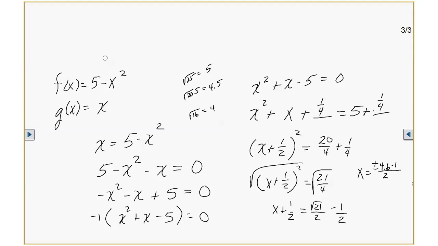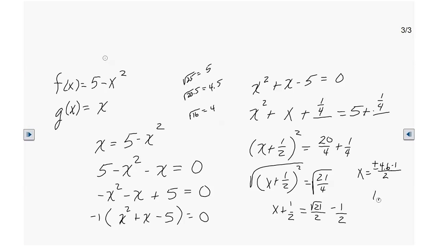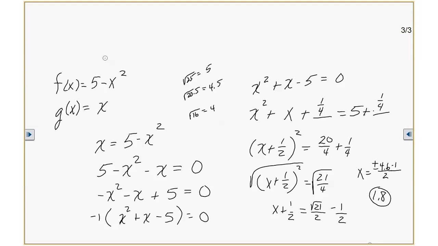(3.6) over 2 is 1.8. Negative 4.6 minus 1 is negative 5.6. 5.6 over 2 is going to be 2.8. Somebody help me out. Negative 2.8. And I can tell you right now that something is wrong, because it's not supposed to be that.